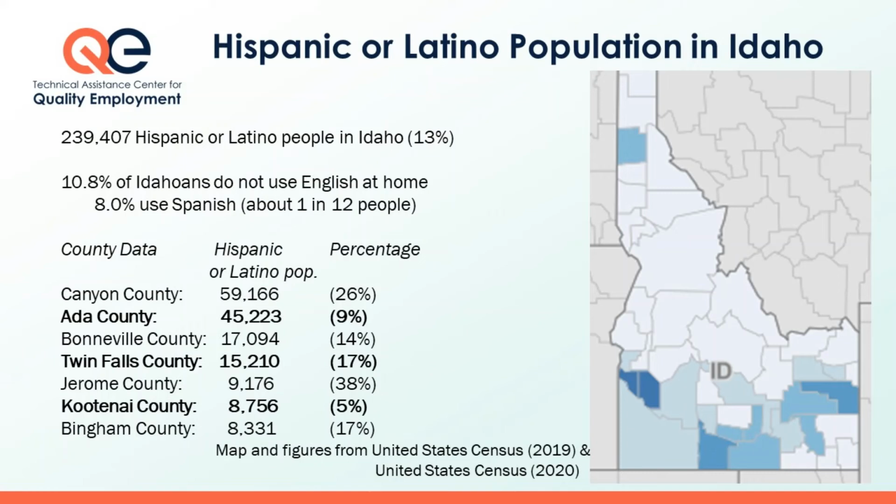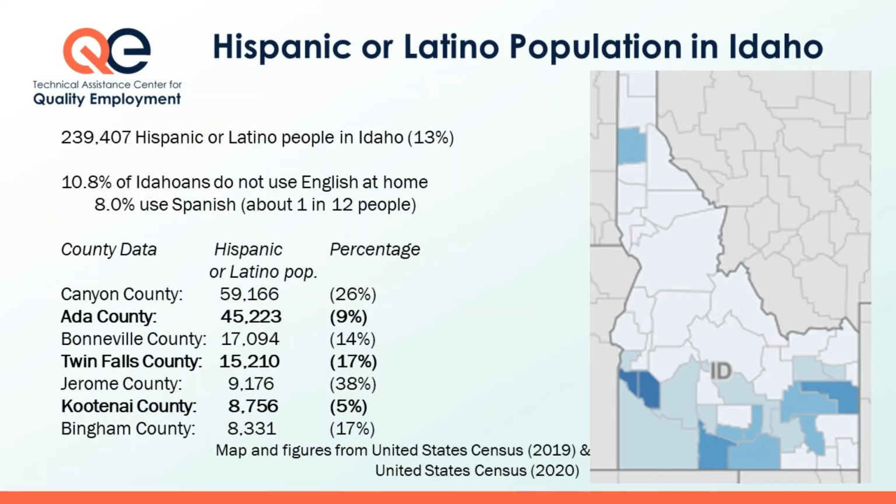The map on this slide illustrates the counties with the highest number of Hispanic and Latino population. The deeper the blue, the greater the number of Hispanic or Latino people in the county. Canyon County has the greatest population of Hispanic and Latino people with almost 60,000 residents, which account for over 1/4 of the population of Canyon County. The next most populous Hispanic or Latino county is Ada County at over 45,000 individuals. Bonneville and Twin Falls counties are the home to over 15,000 Hispanic or Latino residents each.